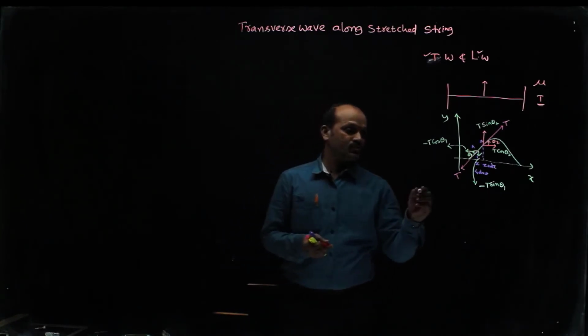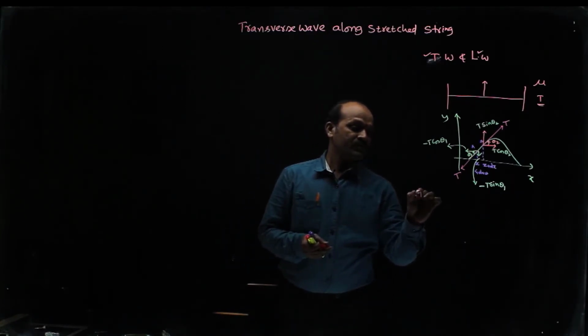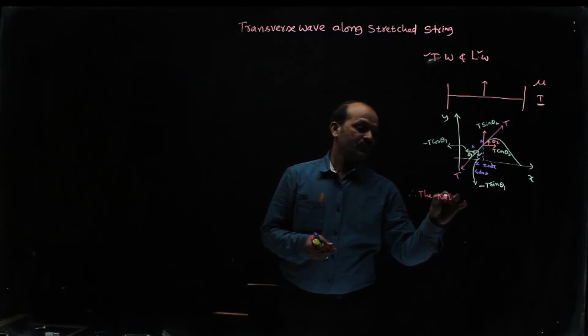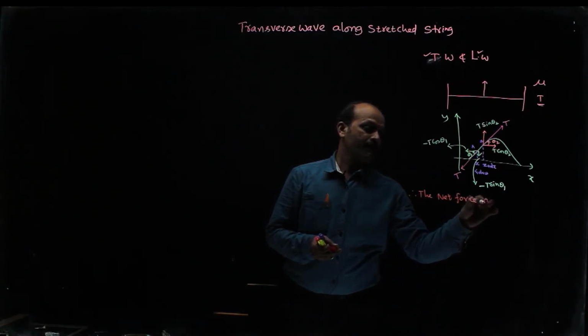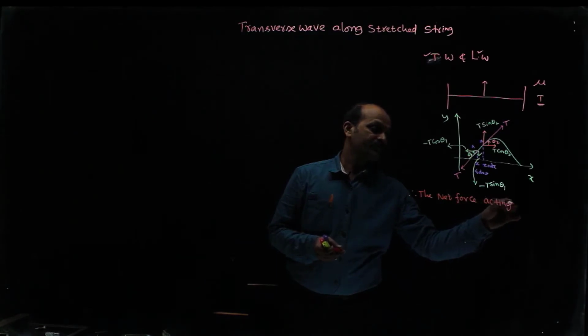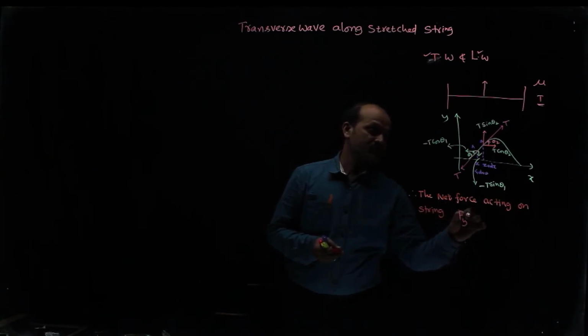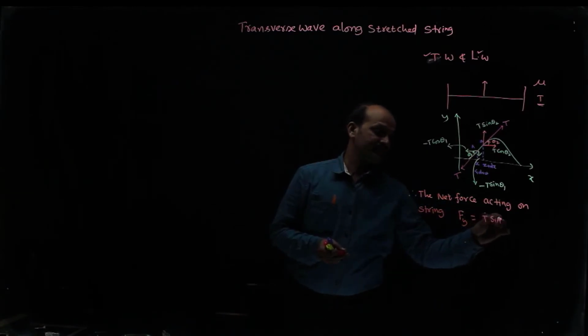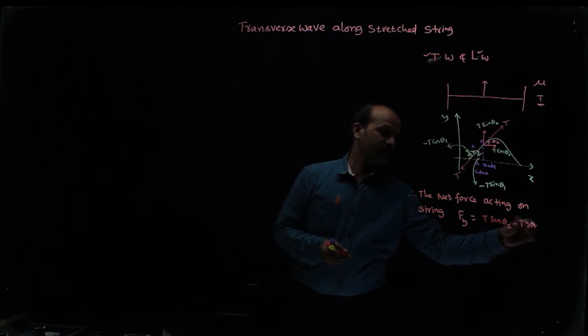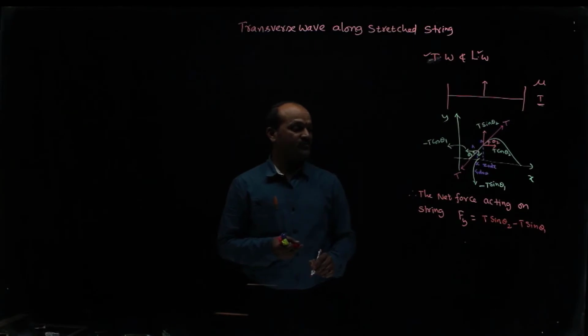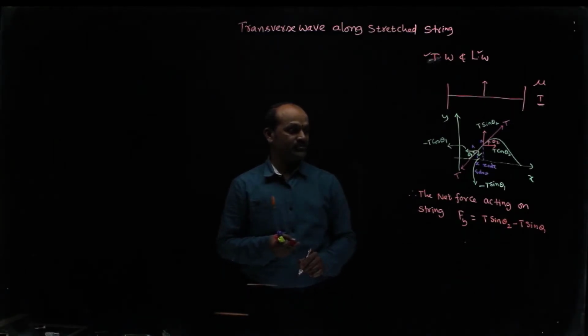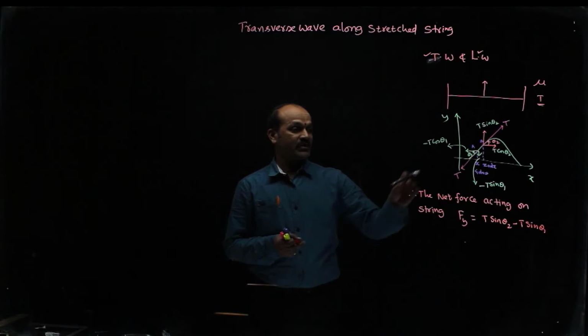Okay, so therefore the net force acting on the string will be only in the vertical direction. So Fy is equal to T sin theta 2, it should be greater because it is moving up, minus T sin theta 1. This is the net force acting in the vertical direction at that particular element dx.